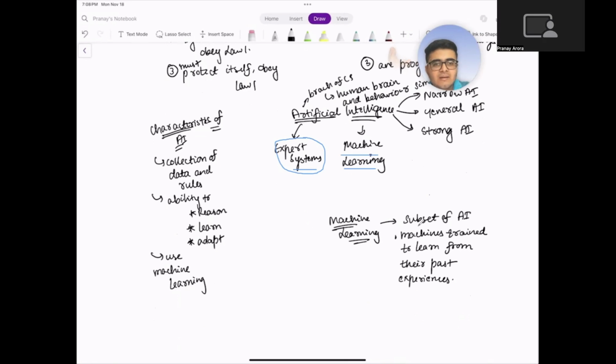What is machine learning? Machine learning is a subset of artificial intelligence where machines are trained to learn from their past experiences, or machines learn from their mistakes.